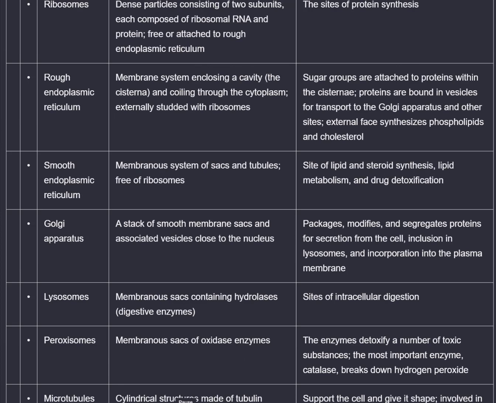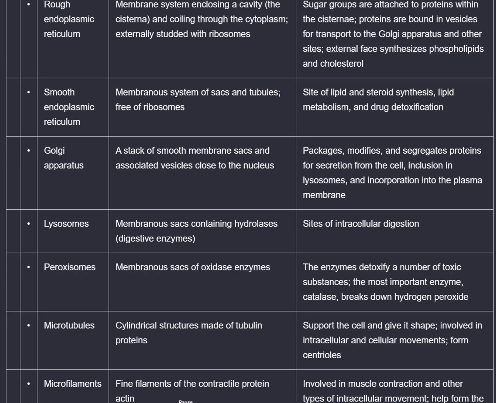Ribosomes. Dense particles consisting of two subunits, each composed of ribosomal RNA and protein, free or attached to rough endoplasmic reticulum. The sites of protein synthesis. Rough endoplasmic reticulum. Membrane system enclosing a cavity, the cisterna, and coiling through the cytoplasm, externally studded with ribosomes. Sugar groups are attached to proteins within the cisternae. Proteins are bound in vesicles for transport to the Golgi apparatus and other sites. External face synthesizes phospholipids and cholesterol.